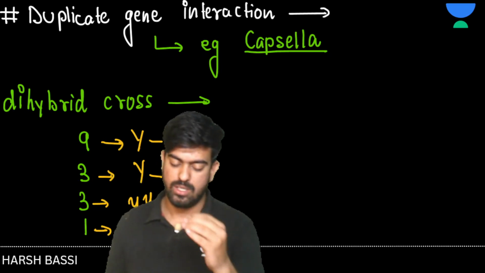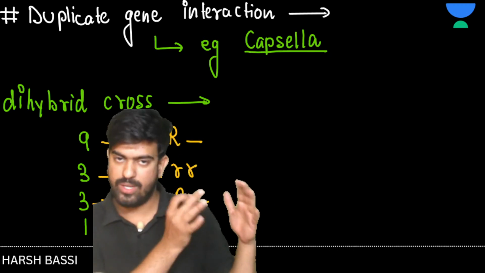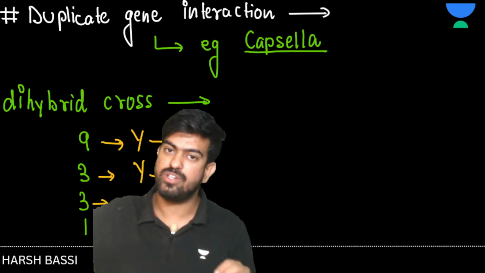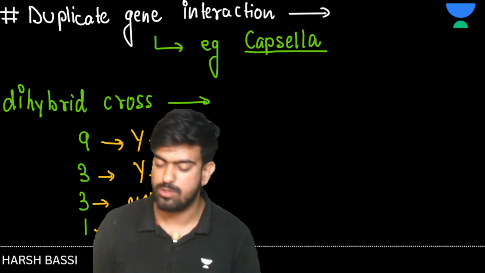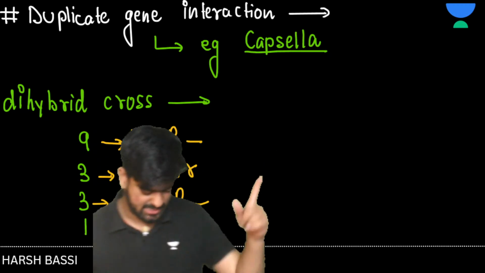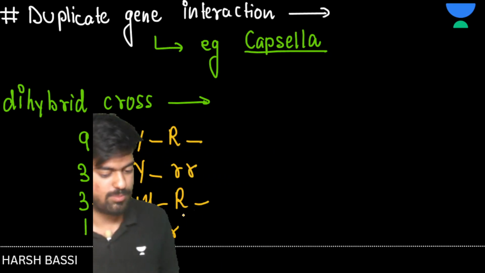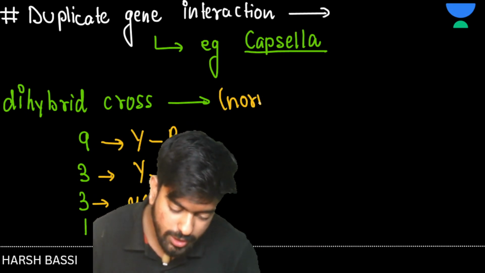Now see, so one is here, this is ratio 1. In this one we saw everything was recessive, so this will be small y, small y, small r, small r. Clear to everyone? Great. This was the normal condition.